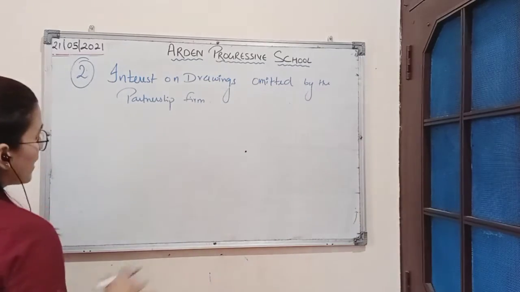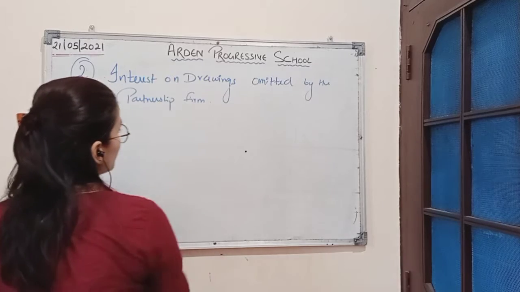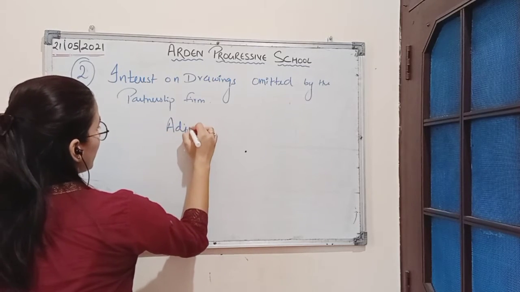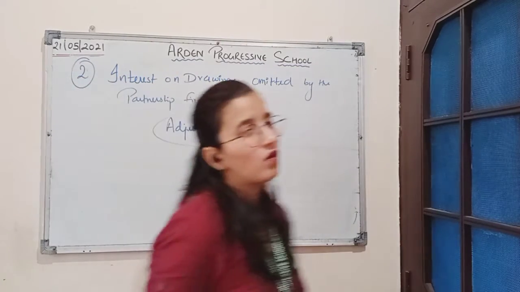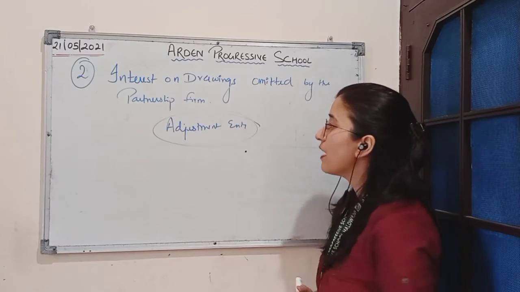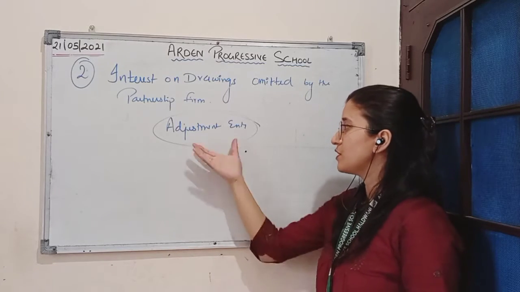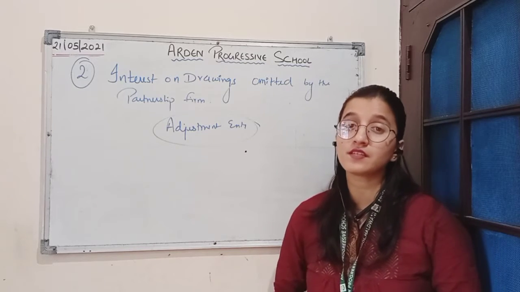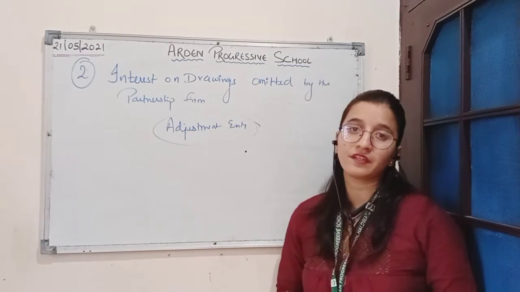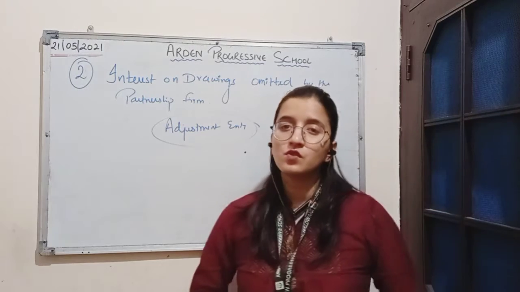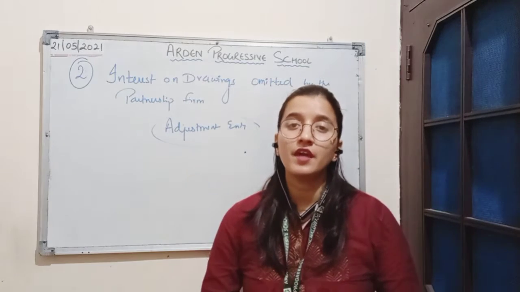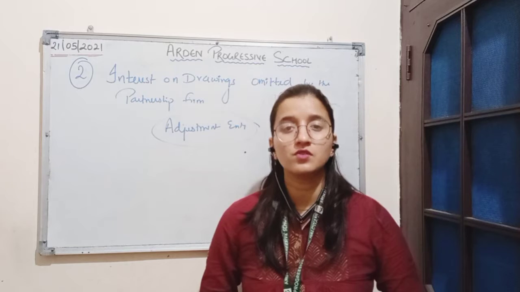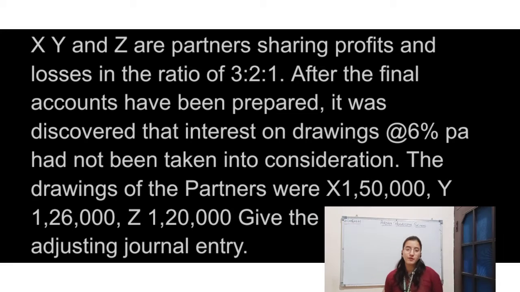And to pass the single adjustment entry, we have to show the working in a table showing adjustment entry. So here, whatever error the firm has made is rectified first by showing the errors in the adjustment table and then passing a single adjustment entry to rectify that particular error. So we will now solve a numerical question based on the second type of error, which is the error of omission of interest on drawings. Now here is the first question based on the error of omission of interest on drawings.